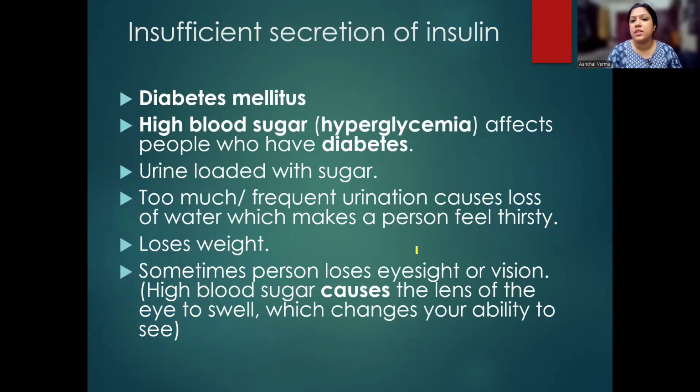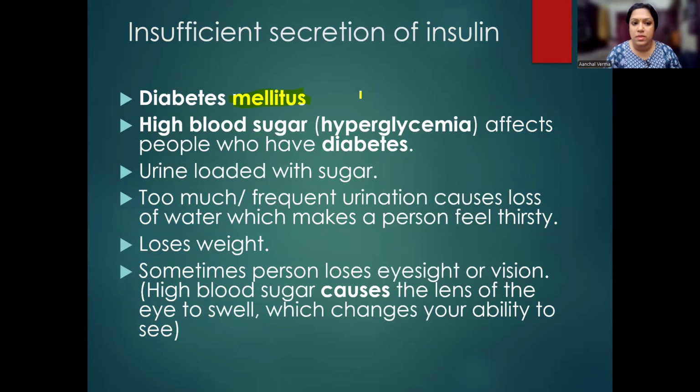Now, insufficient secretion of insulin leads to a disease condition called diabetes mellitus, a very important disease for the exam, because diabetes mellitus and diabetes insipidus, there are two types of diabetes in your syllabus. So diabetes mellitus is hyposecretion of insulin, and diabetes insipidus is hyposecretion of antidiuretic hormone, ADH, also called vasopressin.